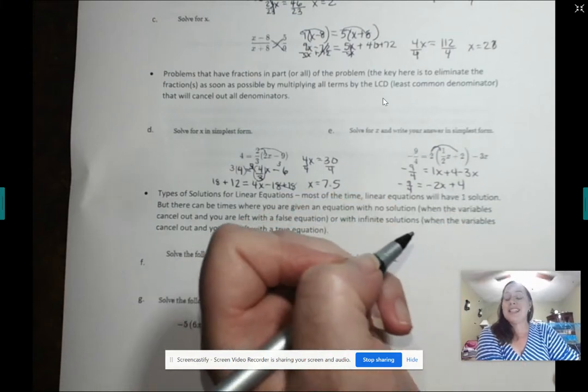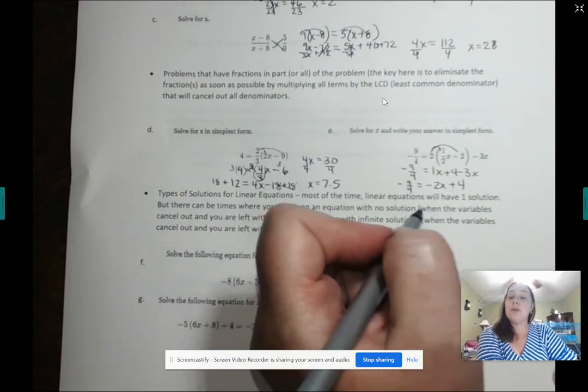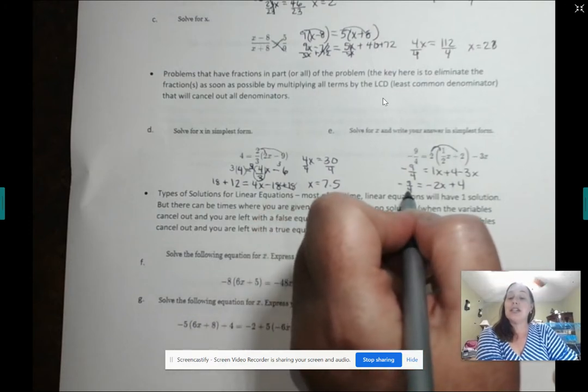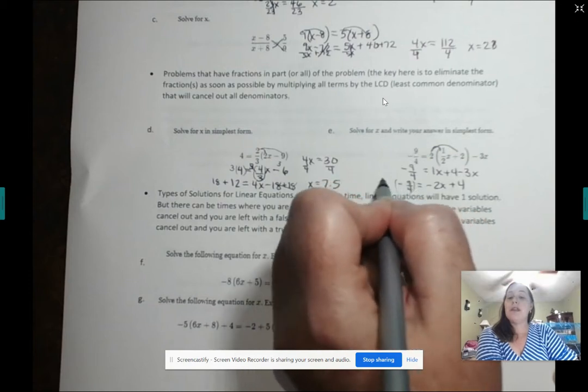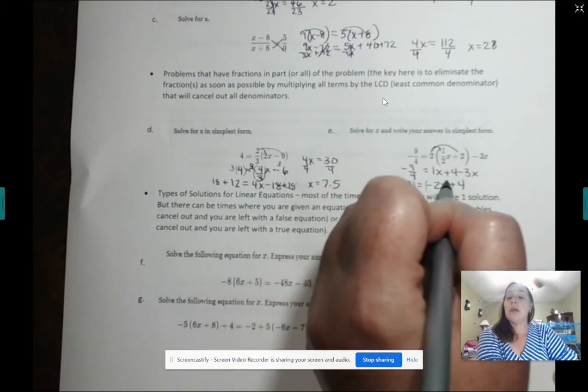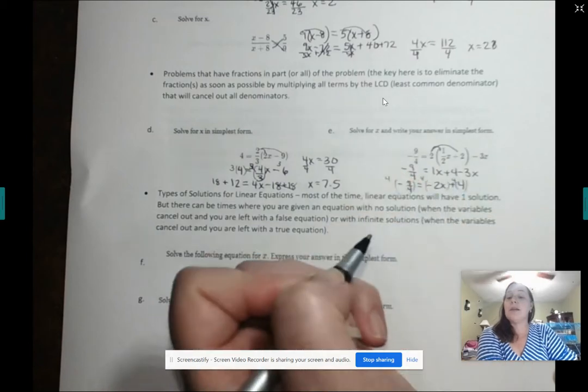And so at this point, I'm kind of stuck. You could move 4 over here and combine it with this, but maybe you don't feel comfortable with that. But let's get rid of this fraction. It is a 4 on bottom that I'm trying to get rid of. So I'll just multiply everything in this problem by 4. Everything. Terms with x's, terms without x's, everything by 4.